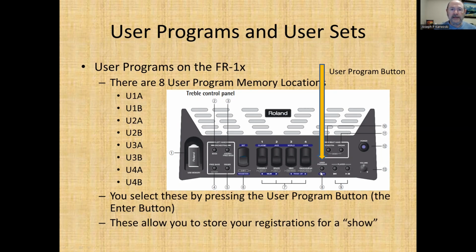So you press that, and your screen is going to say U. Then if you hit register 1, it's going to say U1A. Hit it again, it will say U1B. If you hit 4, it's going to say U4A, U4B. The user programs give you basically 8 switches on the accordion that you can select different instruments as you're playing a show. If you're playing for yourself, it might be the 8 accordion settings that you like.